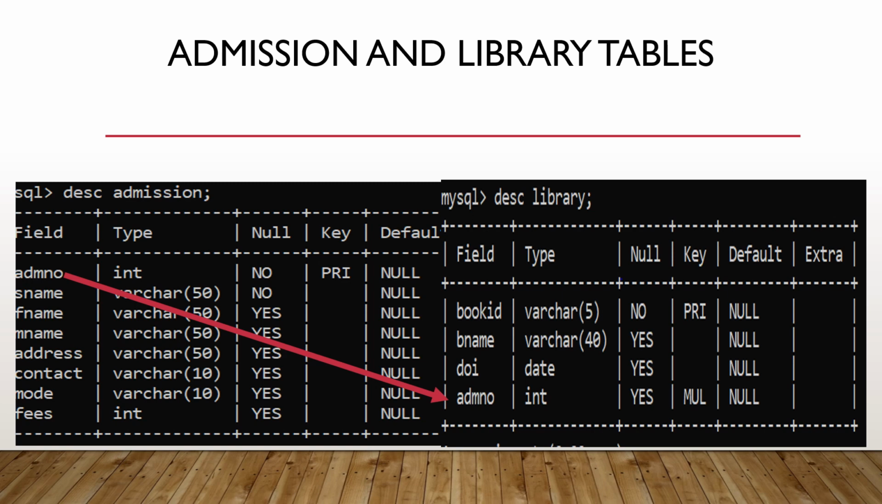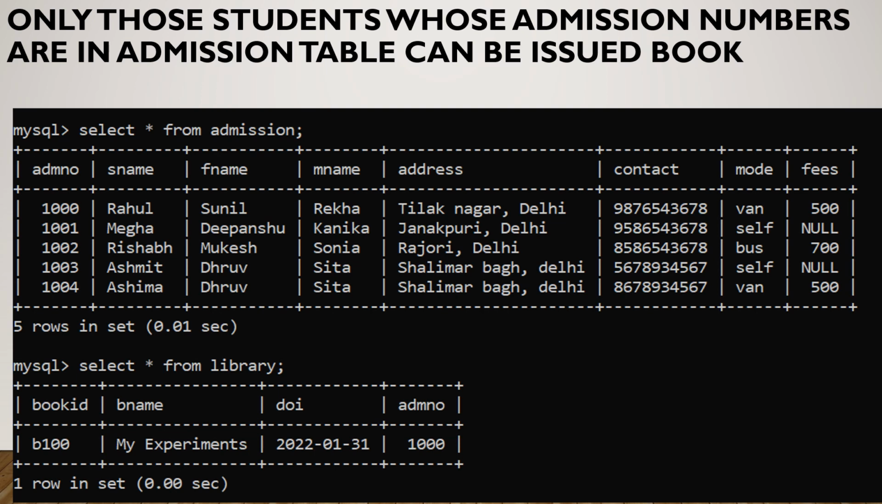So now say your admission is 1001. Only you are eligible for issuing a book from library of your school. Any other student who is not registered in the school can't issue the library book. So this is a clear indication that admission number of admission table is a foreign key for the library table, and please see their names are generally same, but not necessarily same.